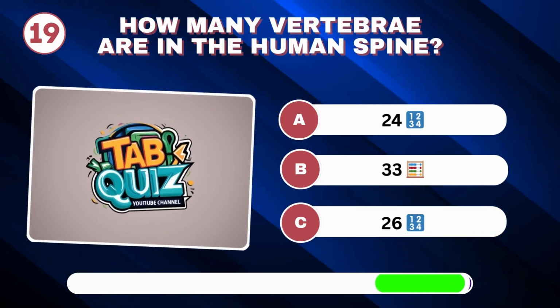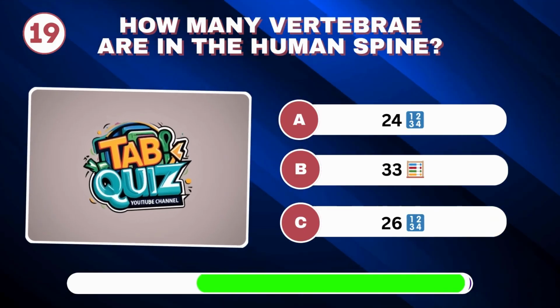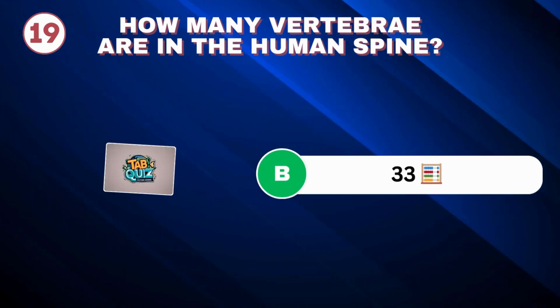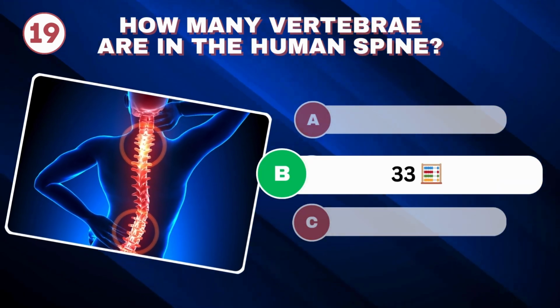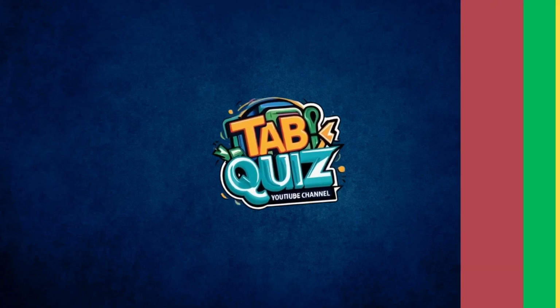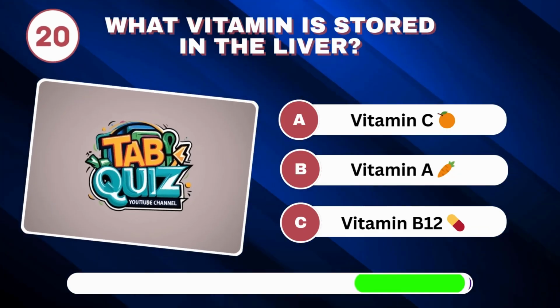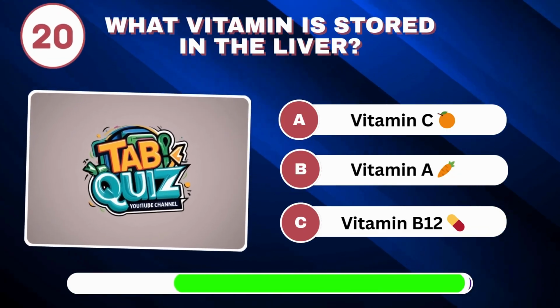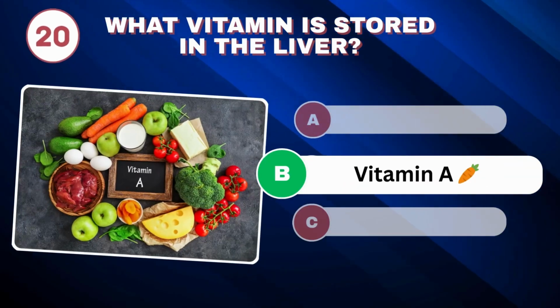19. How many vertebrae are in the human spine? B. 33. 20. What vitamin is stored in the liver? And the last answer is vitamin A.